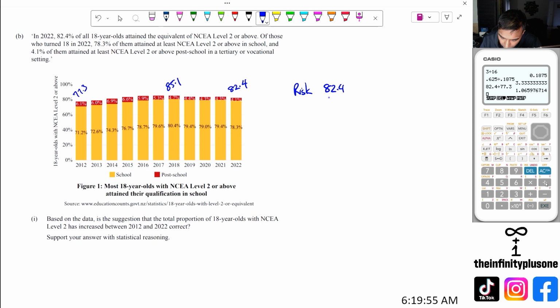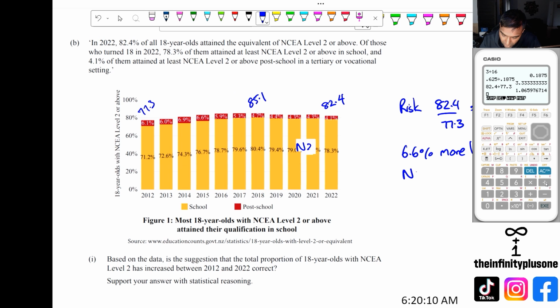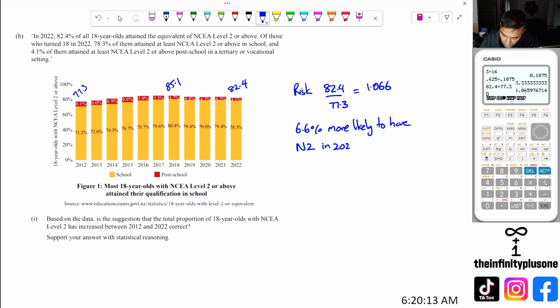So you could go 82.4 divided by 77.3, which is 1.066. So that gives you 6.66 more likely, not chance, to have NCEA Level 2 in 2022 versus 2012. That's something you could do as well. So pretty much a little statement describing these two probabilities will get you an achieved. Mentioning the peak would get you a merit, or additional calculation. So yeah, you could actually get a merit for doing the relative risk as well. So it's another thing you could actually do.